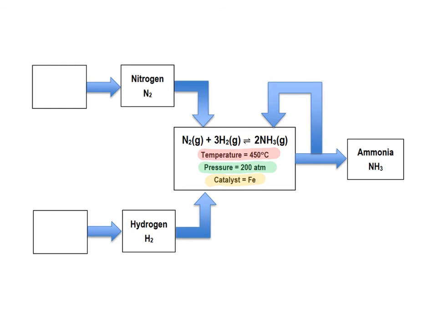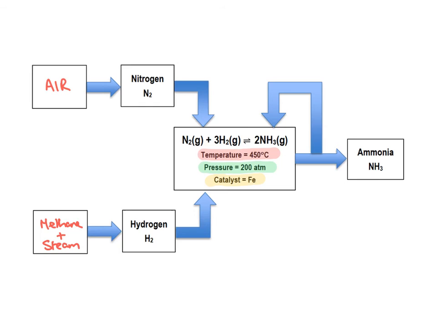So let's consider where the reactants are coming from. Let's look at nitrogen first. Nitrogen comes from the atmosphere, it comes from the air. I mean, the atmosphere is 78% nitrogen. So that's a large proportion, and that's where the nitrogen is sourced from. Hydrogen is produced by reacting methane with steam. So we are using a non-renewable resource there.